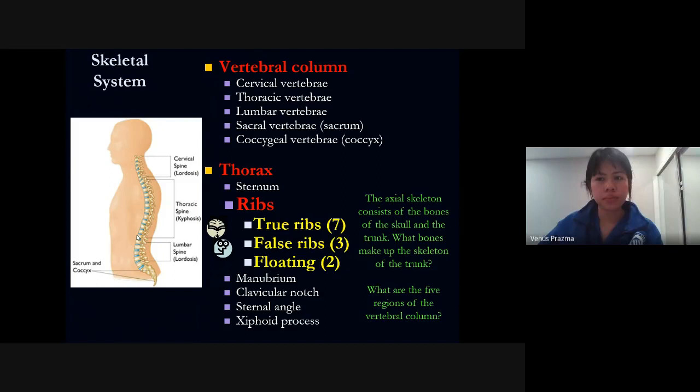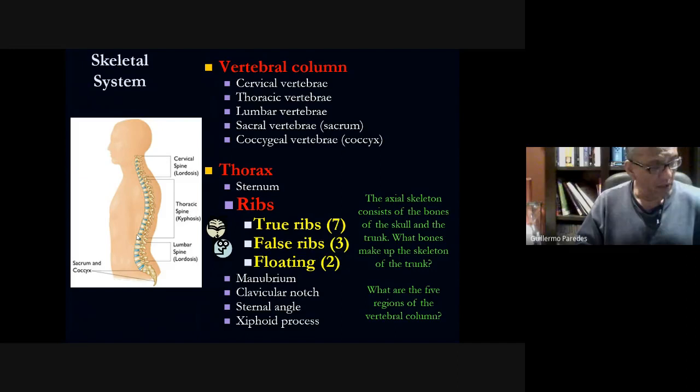And the floating ribs, please, these ribs are not floating, okay? These ribs are actually the last two ribs, the 11 and 12. These floating ribs are attached to the vertebra, T11 and T12, but anteriorly are not attached or linked to any other structure. You okay with that? Yes.